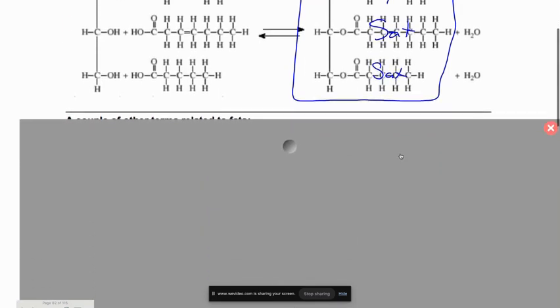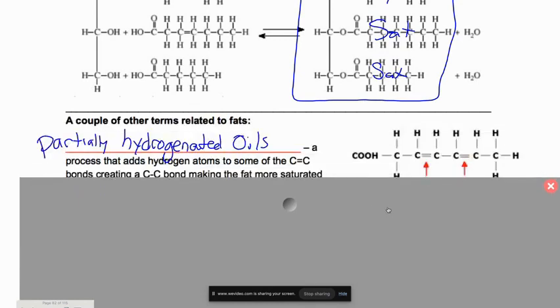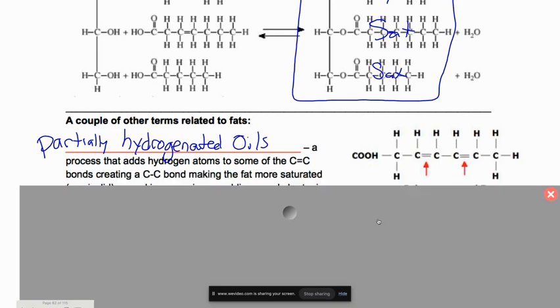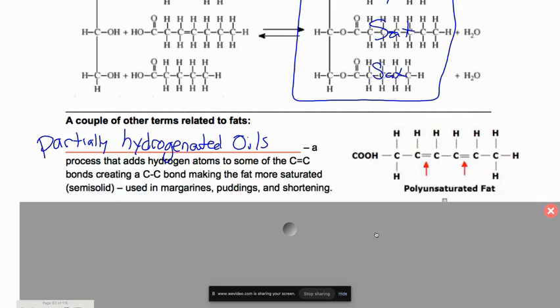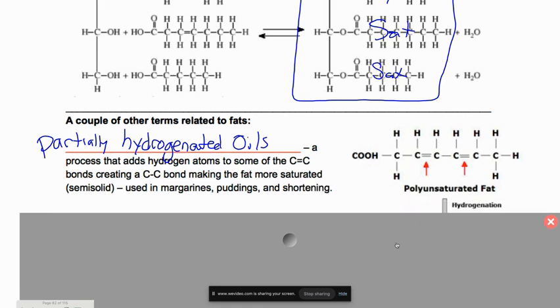There are a couple other terms I want you to be aware of when it comes to fats. The first one is called partially hydrogenated oils. You'll see these as ingredients in foods. Chemically, it's a process that adds hydrogen atoms to some of the double bonds, creating single bonds, making the fat more saturated. This is what happens in margarine, puddings, and shortenings.